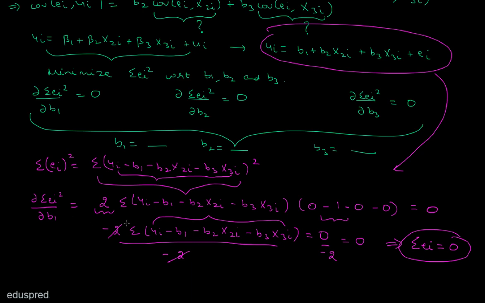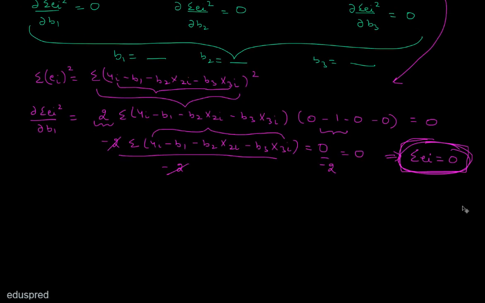The purpose of this question is not to find the formulas for b1, b2 and b3. It's just that when we do this differentiation, we get some information related to the behavior of ei, and we are going to use that information to evaluate this expression over here. So the first information that we get from the OLS method is that the summation of ei has to be 0. Let's find some more information.